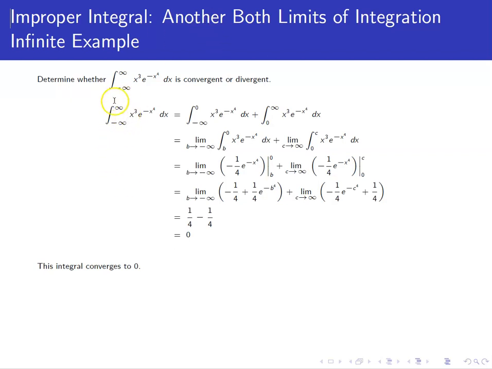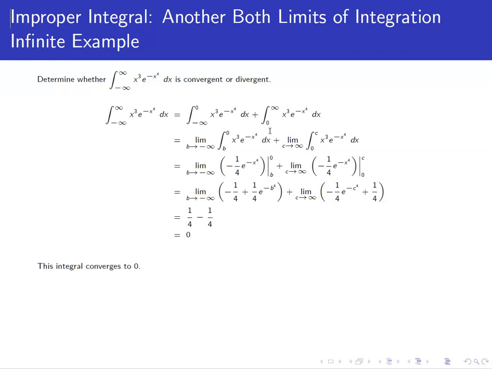Since we've got this doubly improper integral, if you will, we need to split it into two integrals at some intermediate point. 0 is probably the most convenient, so we'll split it at 0. So we'll have the integral from minus infinity to 0 of x cubed e to the minus x to the fourth dx, plus the integral from 0 to infinity of x cubed e to the minus x to the fourth dx.